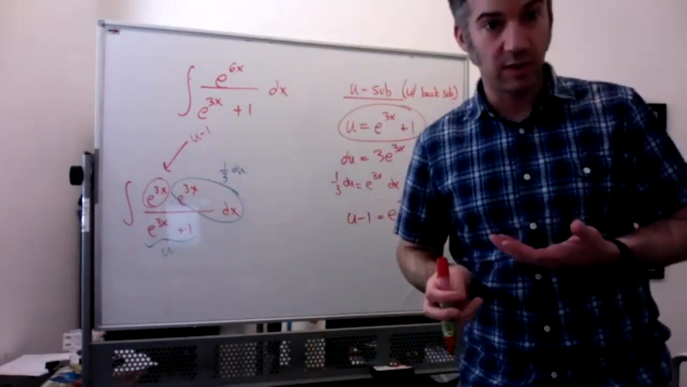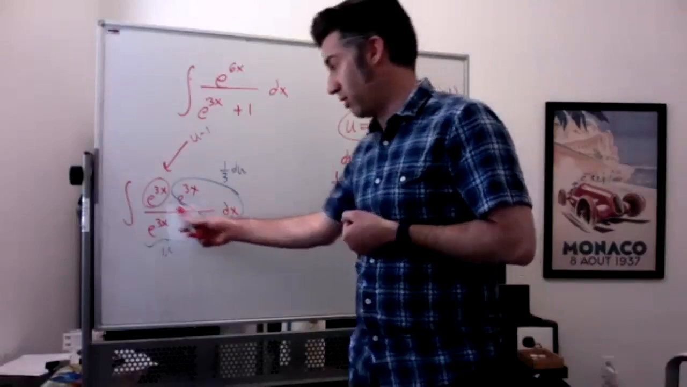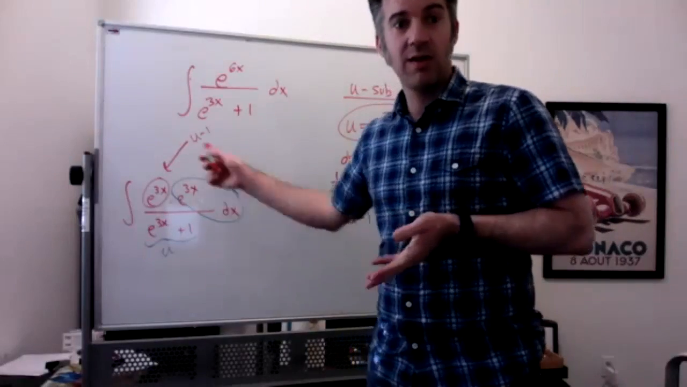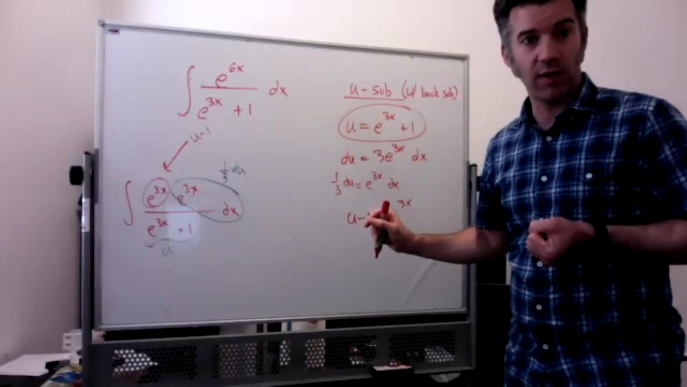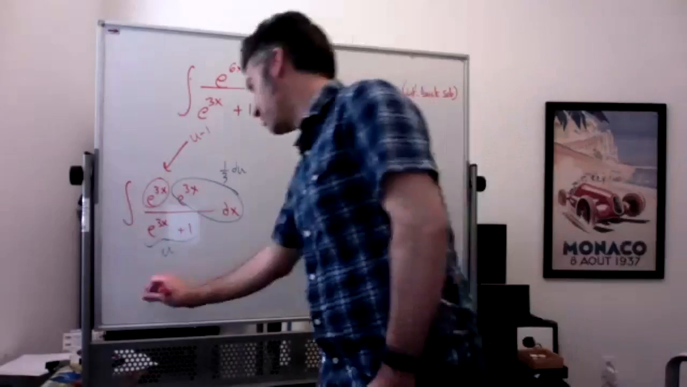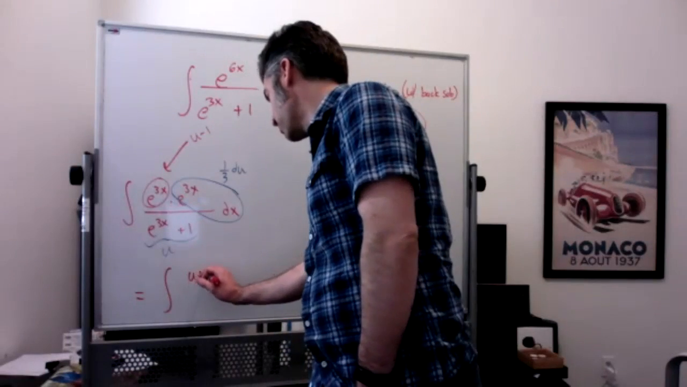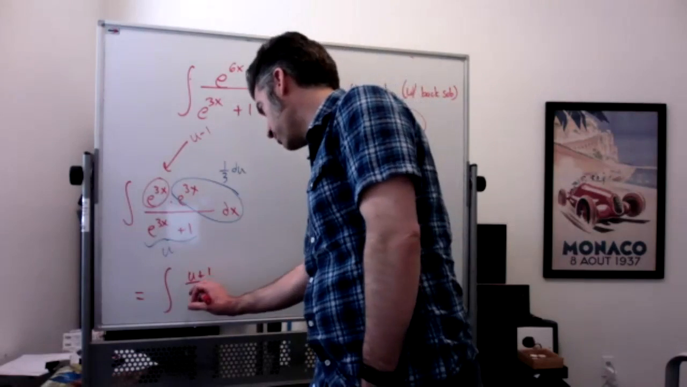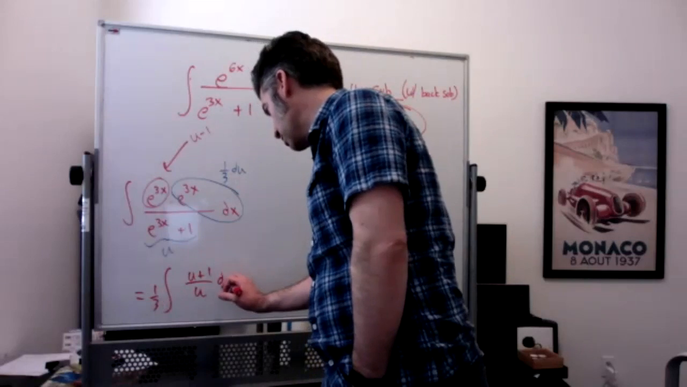That's the back substitution. Right? There's leftover things with x's in it after we deal with our u and our du. Then we have to use what we set u equal to, to figure out what to plug in for the leftover x's. So this ends up being the integral of u minus 1 divided by u times 1/3 du.